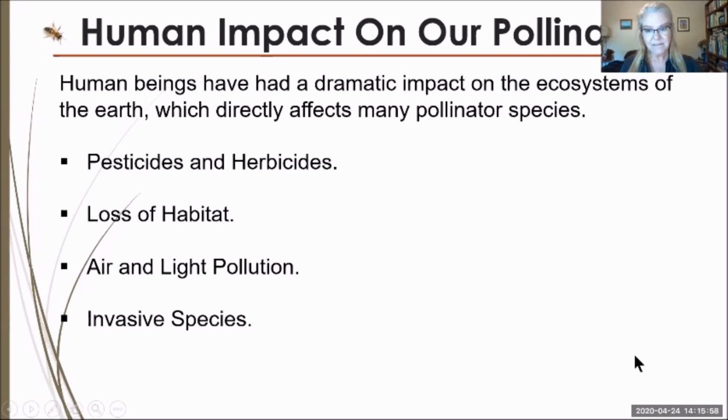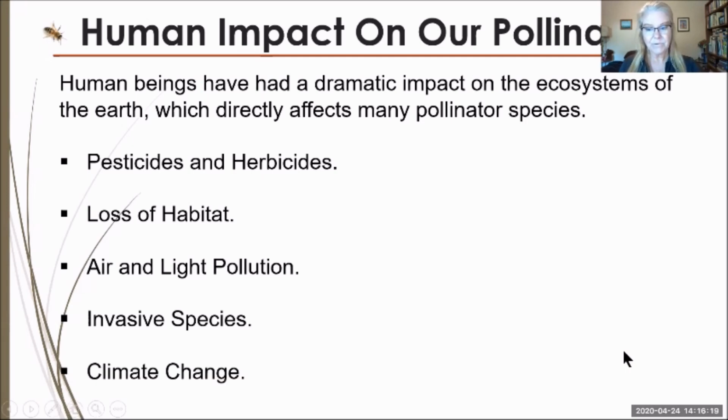Invasive species. Humans' ability to move people and products all around the world means that non-native organisms are also being moved into new ecosystems, both accidentally and on purpose. These invasive species are disrupting ecosystems by competing with native species for resources.